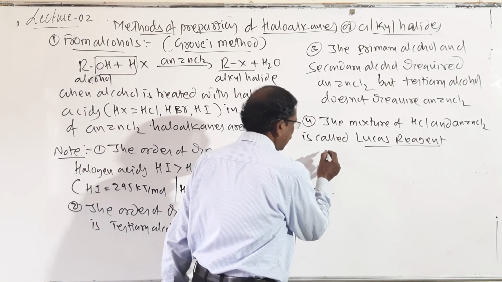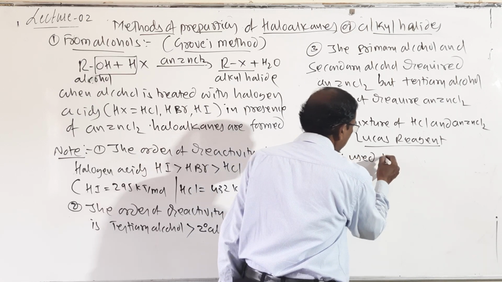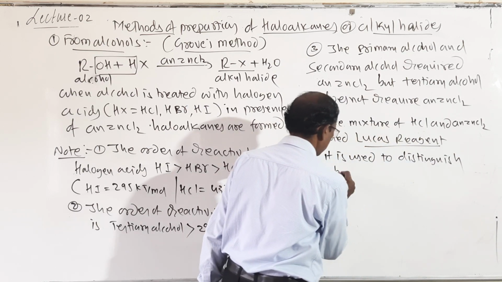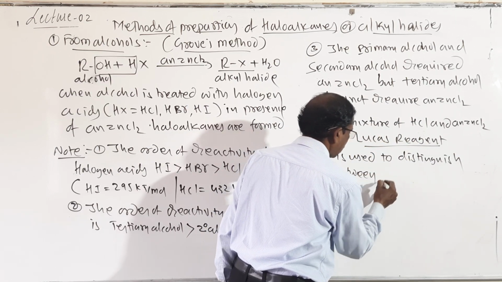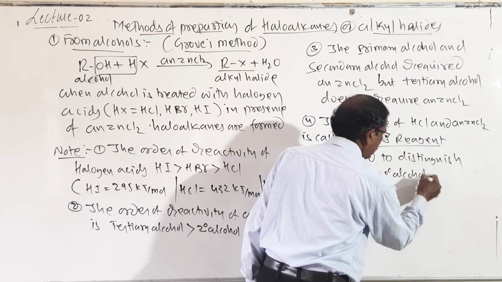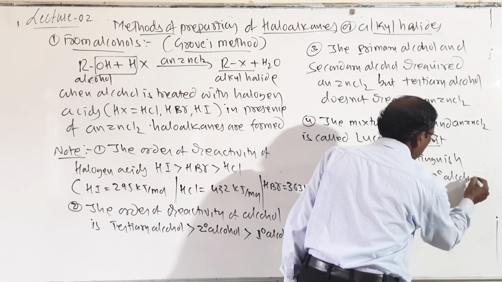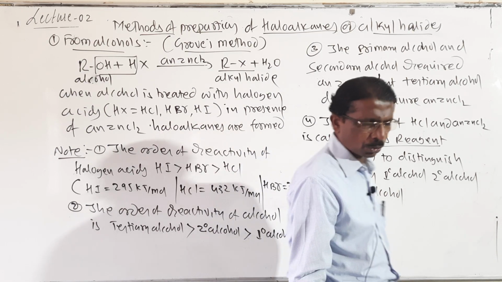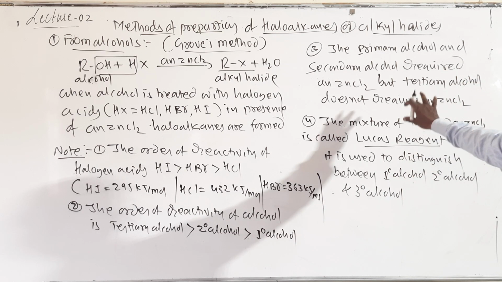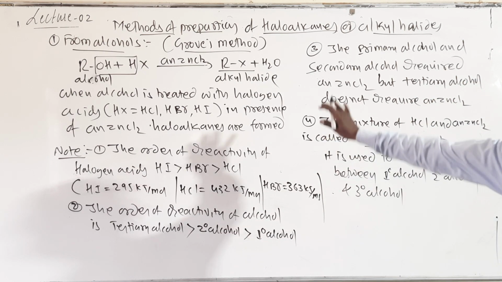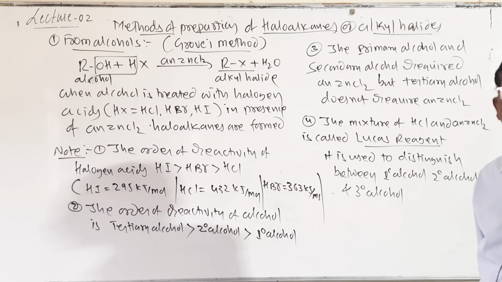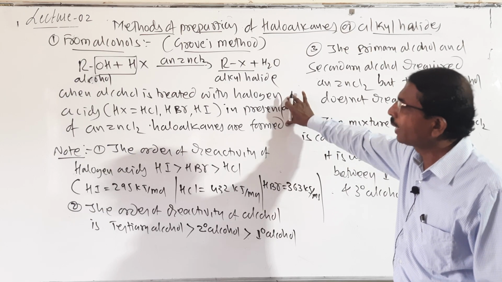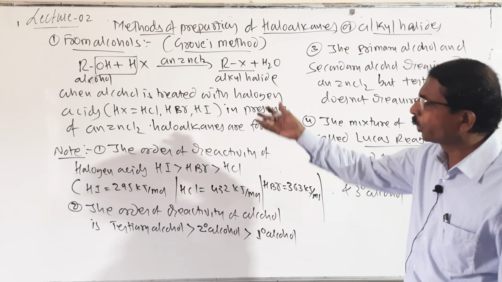And this Lucas reagent is used to distinguish between primary alcohol, secondary alcohol and tertiary alcohol. Look here students, you have to remember these important points, and it is the first method. It is called as Groves method. So a simple reaction is there and a simple statement you have to write, and if you want to write the example, you may use any one.